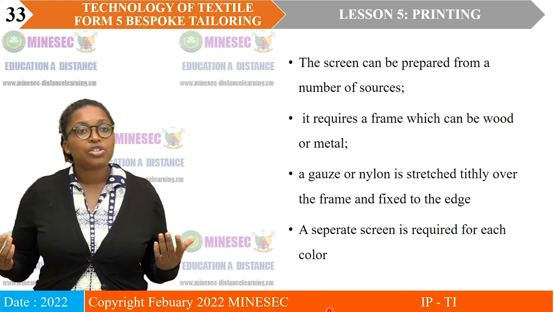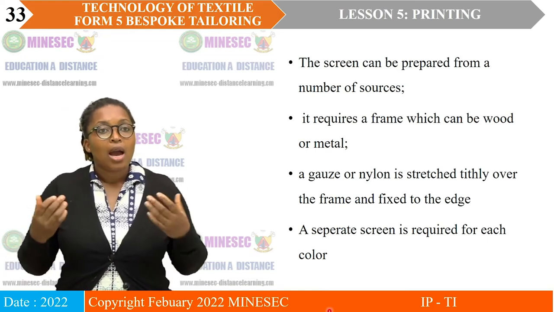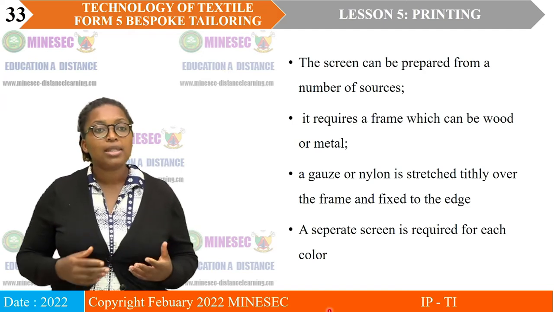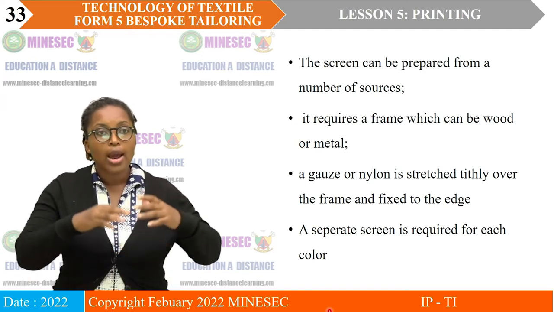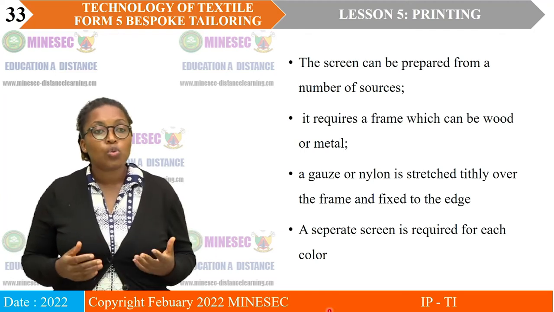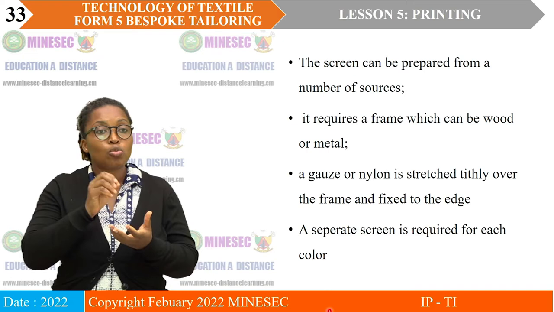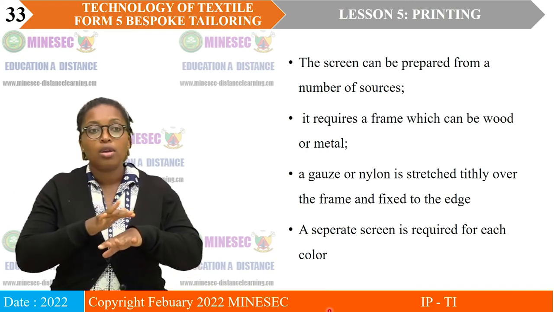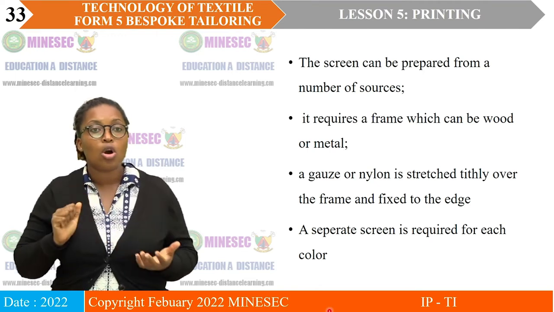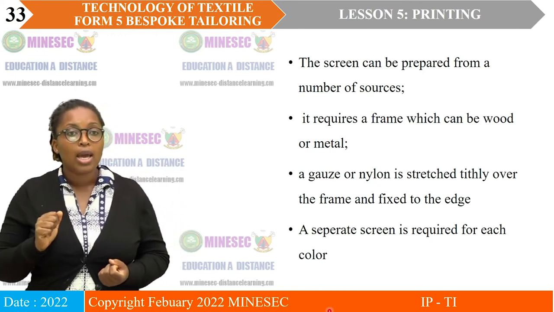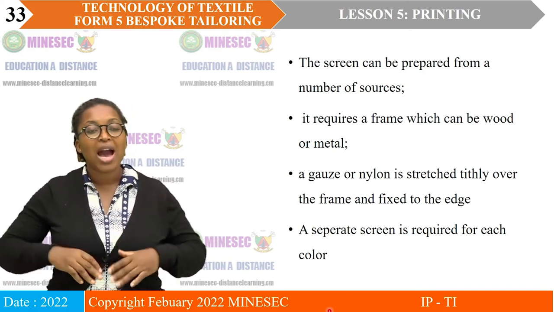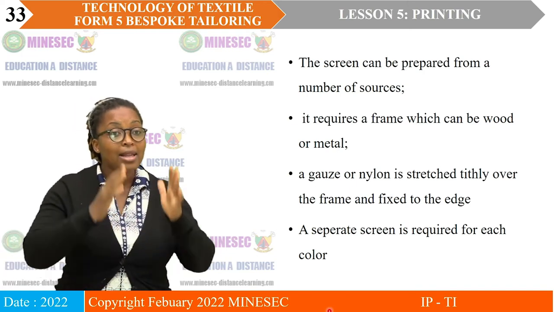So how is a screen prepared? What do we need to prepare our screen? We need a frame of wood or metal. We need a gauze, which must have some small holes, like the gauze that they use in the hospital on wounds. It is transparent with small, tiny holes. And we said each color requires its own screen. So if you have 10 colors, you have to prepare 10 screens.